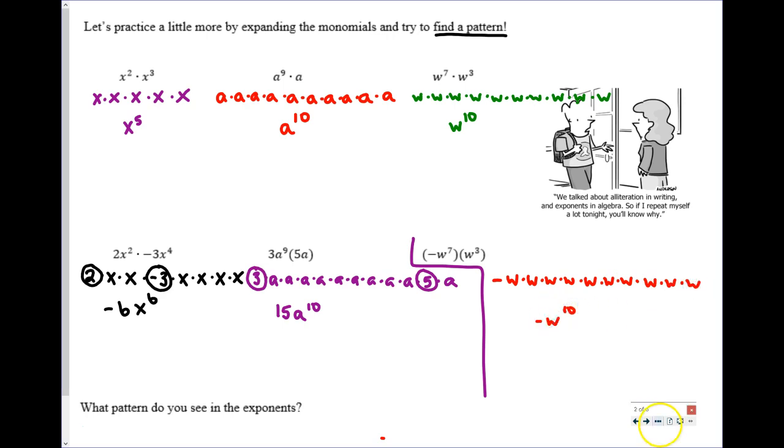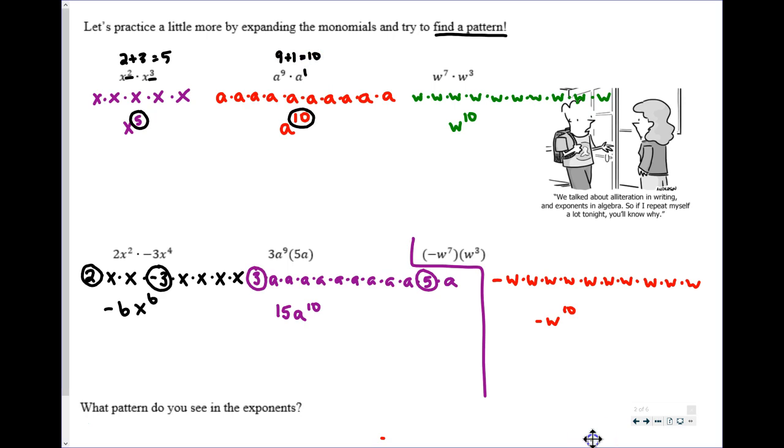So here is the pattern you should be seeing as we're going along here. In number 1, I got an exponent of 5. How is 2 and 3 related to 5? Well, 2 plus 3 equals 5. Let's see if that pattern holds. I have a 10 here, and this is an exponent of 9 and an exponent of 1. 9 plus 1 equals 10.